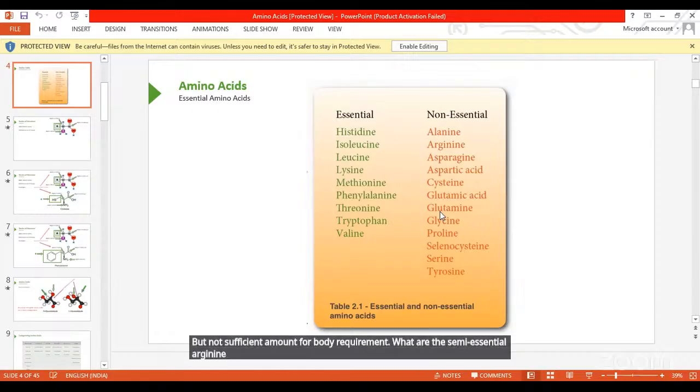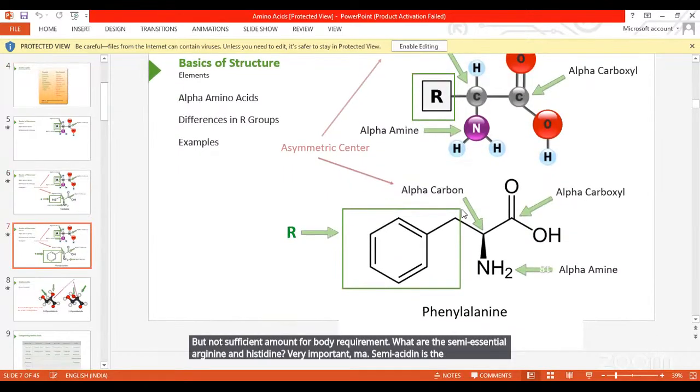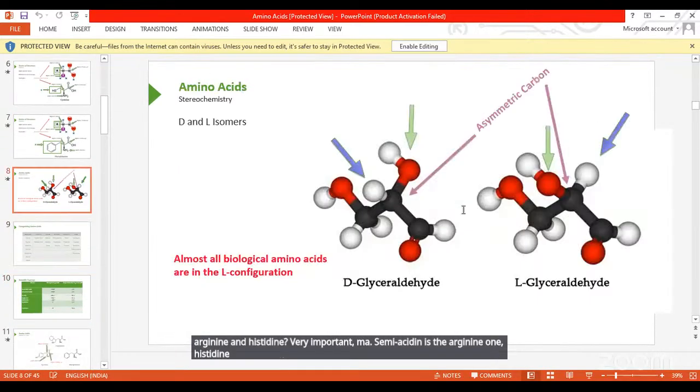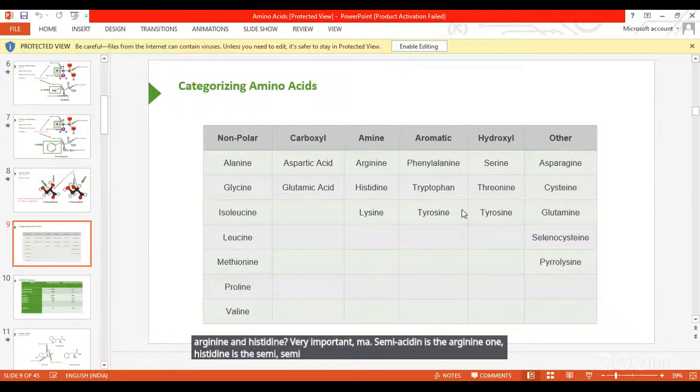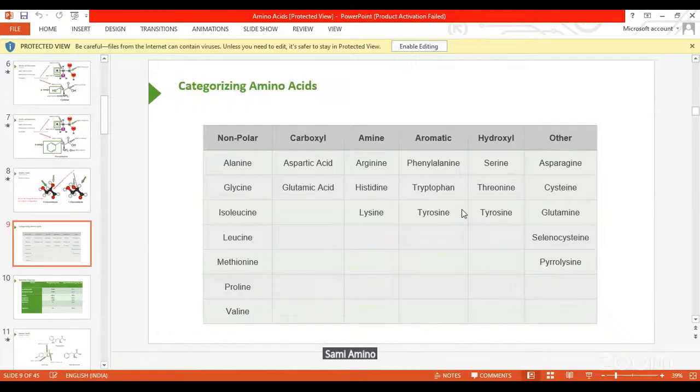Arginine and histidine. Very important, ma. Semi-essential is the arginine one. Histidine is the semi-essential amino acid. The arginine and histidine are semi-essential amino acids.